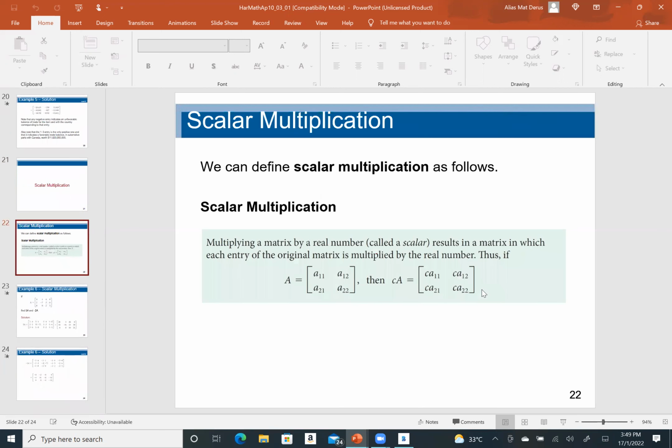Okay, scalar multiplication. You multiply a matrix, whatever the size is, with a constant C. Okay, constant C. Sometimes they use K, doesn't matter, whatever notation you use for the constant. So you got K or C multiplied to A. So what do you do? You just multiply the scalar with each of the elements. So you got the product matrix.